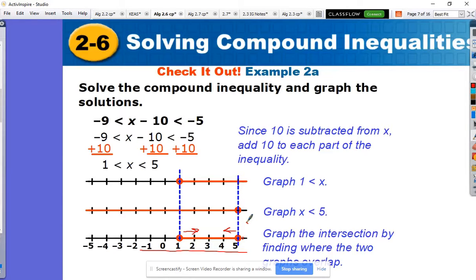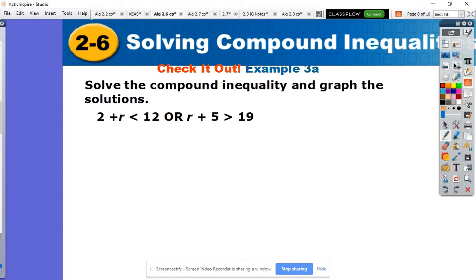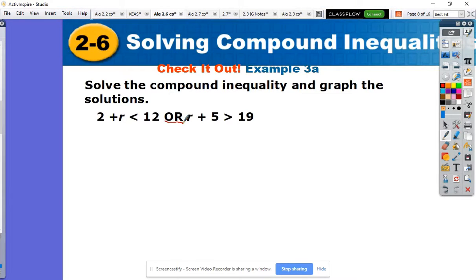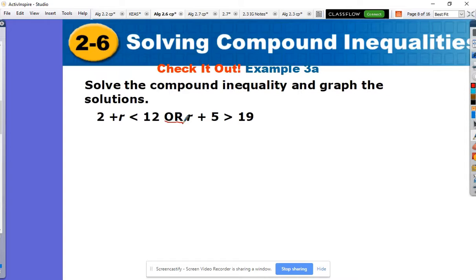Take a look at another example. This time I'm going to have you guys solve an OR one. Okay, so try this one with an OR statement. See how you do. Pause the video. Check in a few minutes to see what your answer is.